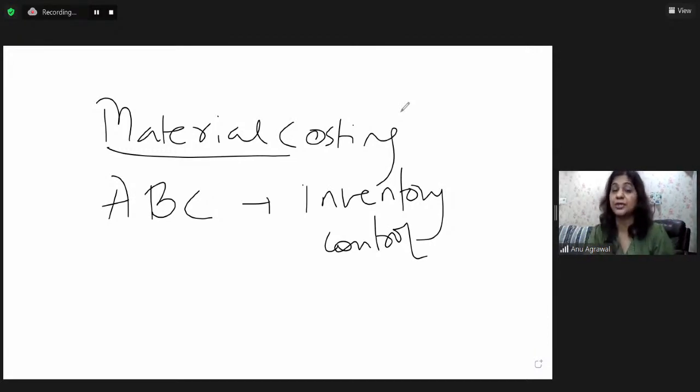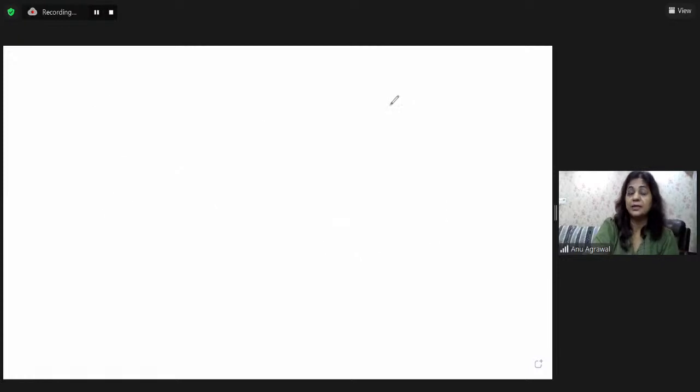So when we studied material costing, it was told to us that we should keep maximum control on items which are in A category because they are most expensive. If one unit of that also gets lost, the company will suffer a big loss. And items which are there in C category, we may keep a lesser control. So we read the word ABC in material costing. But here I'm not teaching you material costing. I'm teaching you activity-based costing.